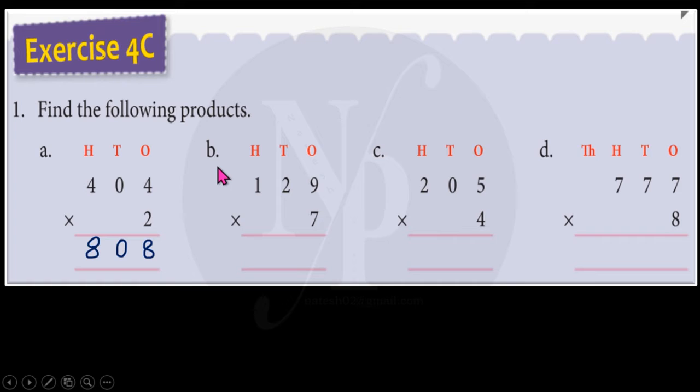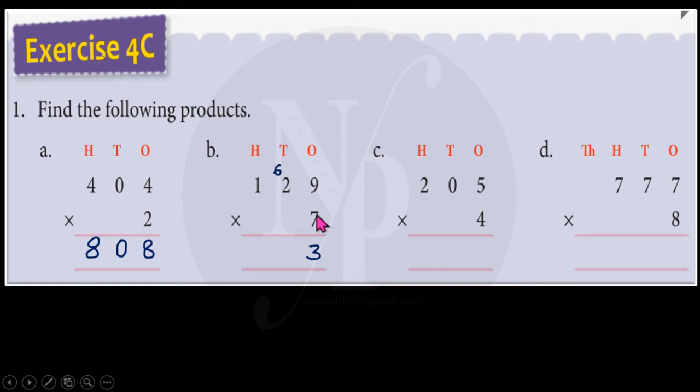Now let us move to the next question, B. Here we have 129 into 7. So let us now multiply the digit at ones place by 7 first. That is, we multiply 9 by 7. So 7 nines are 63. So 63 is regrouped as 6 tens and 3 ones. So we carry forward 6 tens to the tens column and we write 3 in ones column here.